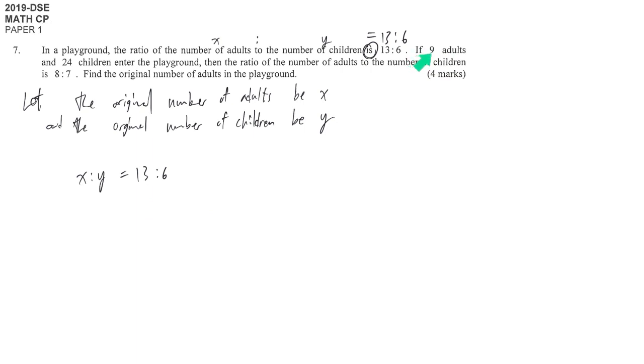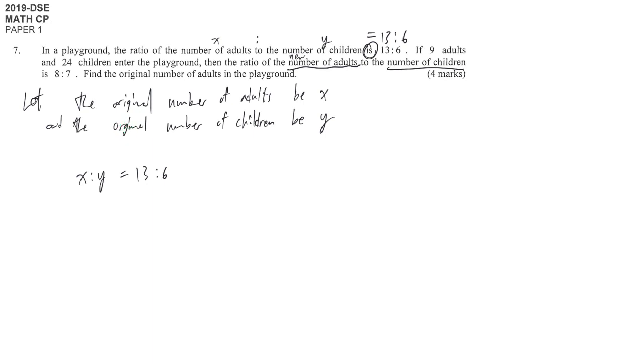And then they say, if 9 adults and 24 children enter the playground, you will expect the number to become more. Then the ratio will become 8 to 7. So to translate this, you have two items. You need to use expressions to express it: the number of adults in the new situation and the number of children. I emphasize here we are talking about the original number.